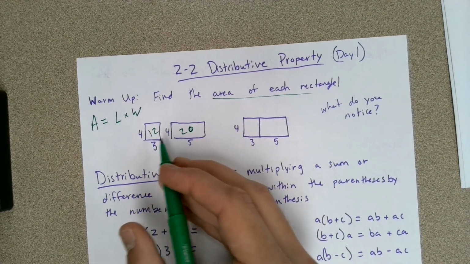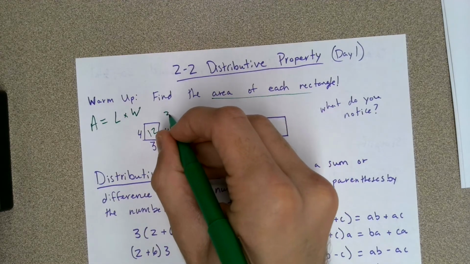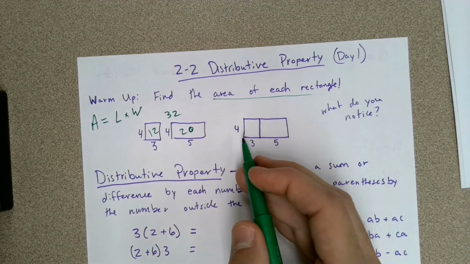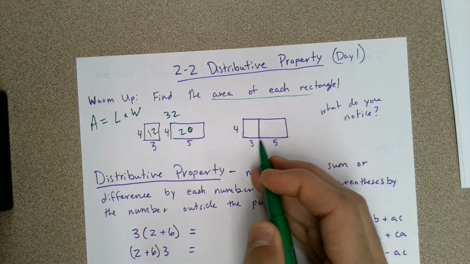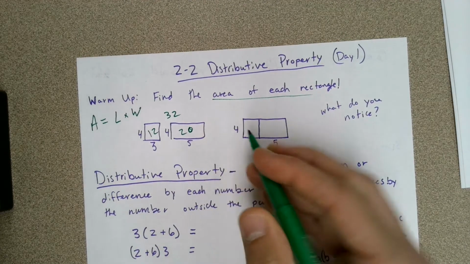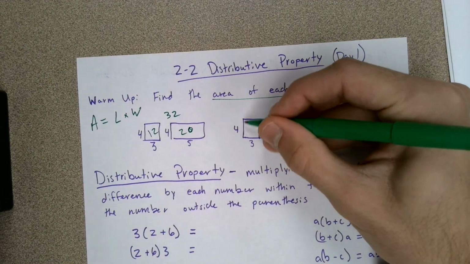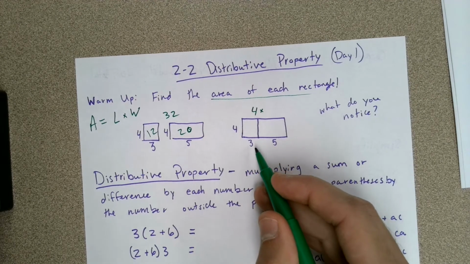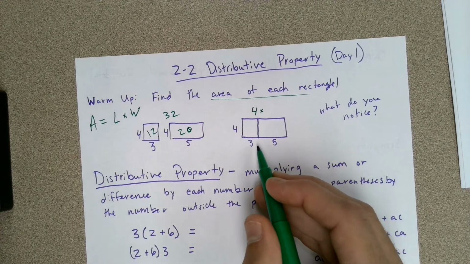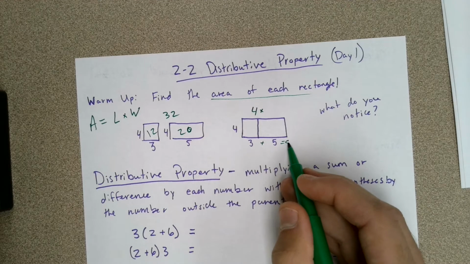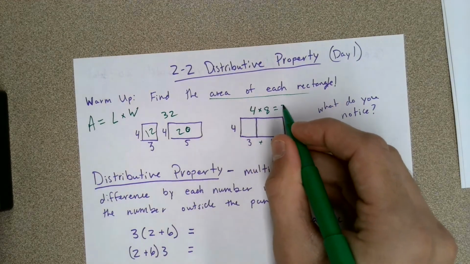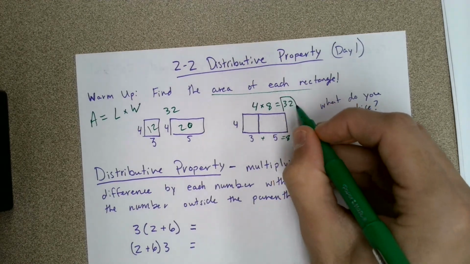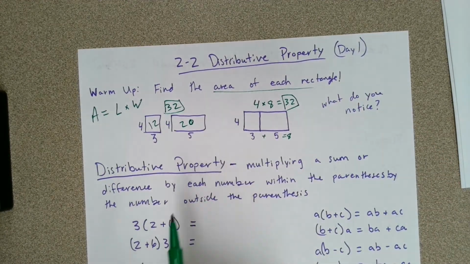So I want to notice that when we add those together, we would get 32. Now looking at our second box, I have connected them. So I have my length right here of 4. So I'm going to do 4 times my width was a 3 and a 5 and is now put together to become 8. Also 32. Interesting. Notice that our answers are the same.